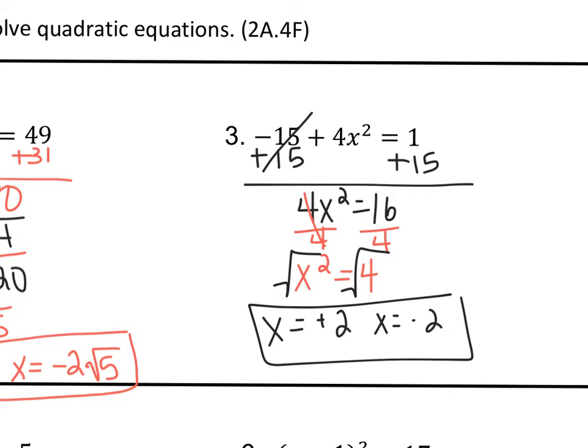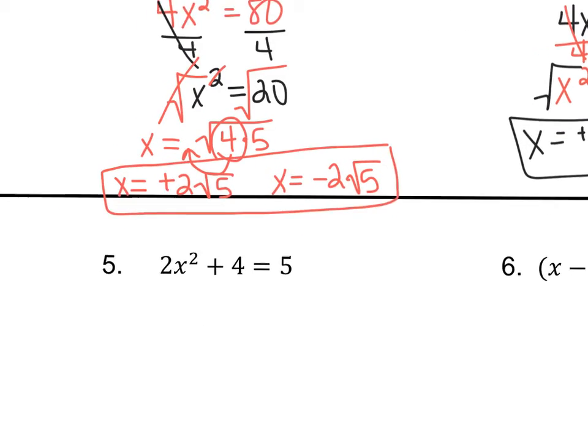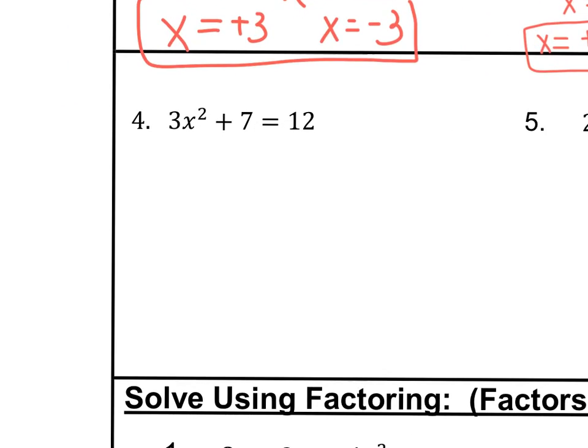Okay, we're going to go on to question number 4. So we have a few more square roots. These are going to get a little bit harder now. You're going to see how these look a little bit different. On number 4, what's the first step we should do? Okay, minus 7. 12 minus 7 is? 6. 3. 5. It is 5, okay?